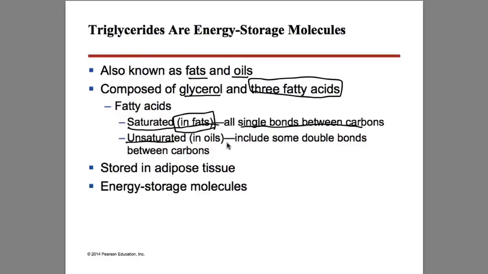Unsaturated fatty acids, on the other hand, have some kinks in the chain of the carbon, and this is because of the double bonds that are found there. And this means that these fatty acids are more liquid at room temperature and therefore form oils instead. Fatty acids are stored in large amounts in adipose tissue or fatty tissue. And as you can imagine, these are going to be very important energy storage molecules, just like glycogen.